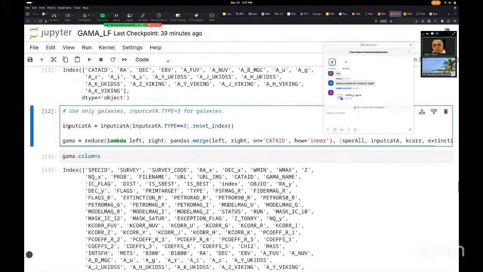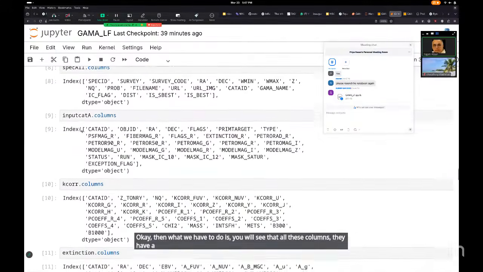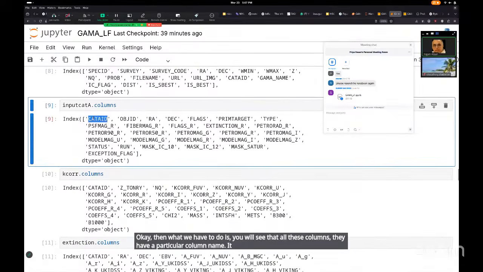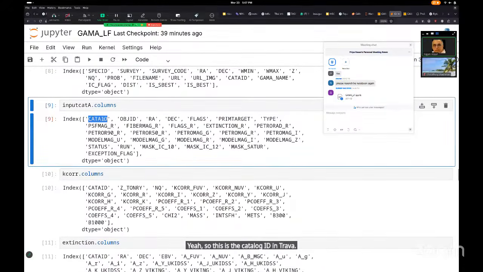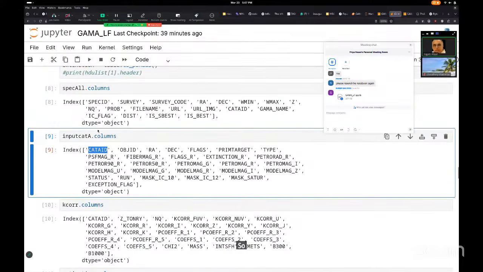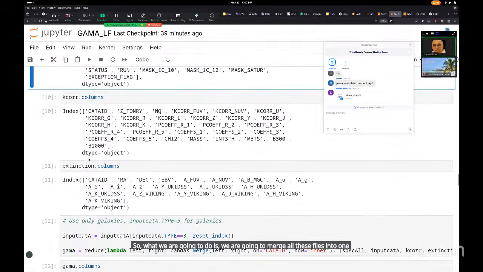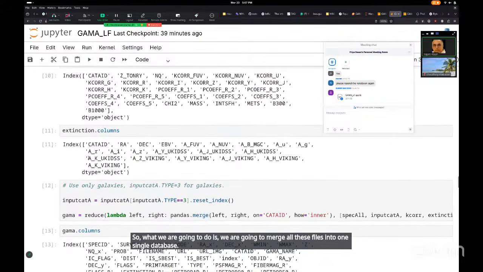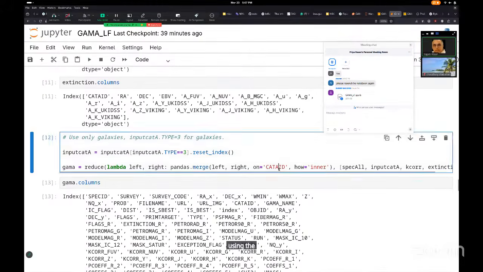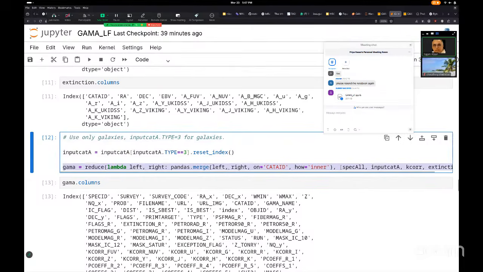Okay, then what we have to do is you will see that all these columns, they have a particular column name. It's called CATAID. Okay, so this is the catalog ID in GAMA. And this is a primary key. So for all of these files, you will have one CATAID. So what we are going to do is we are going to merge all these files into one single data frame using the CATAID. And that is done with this particular command.